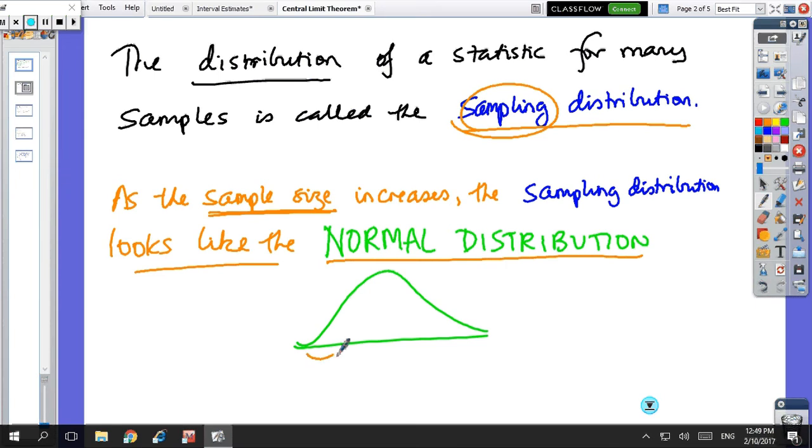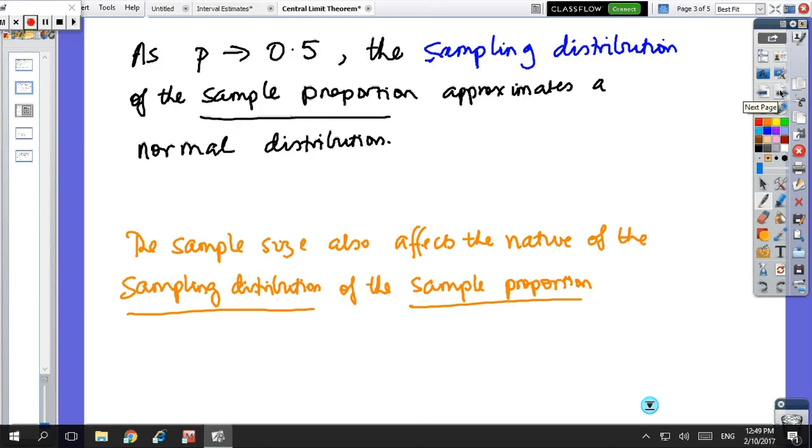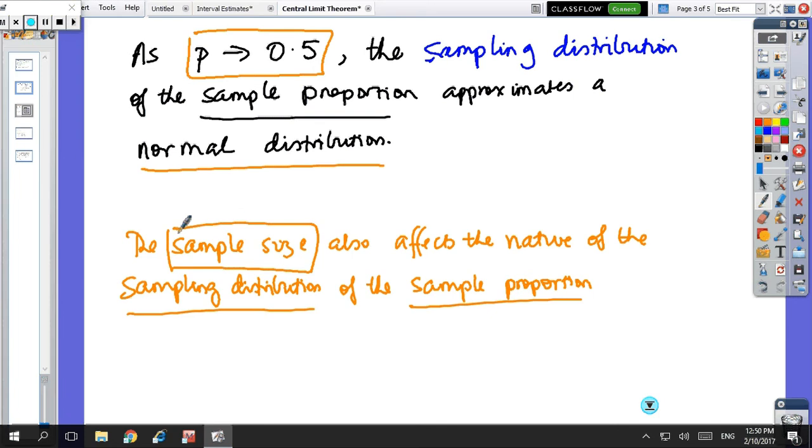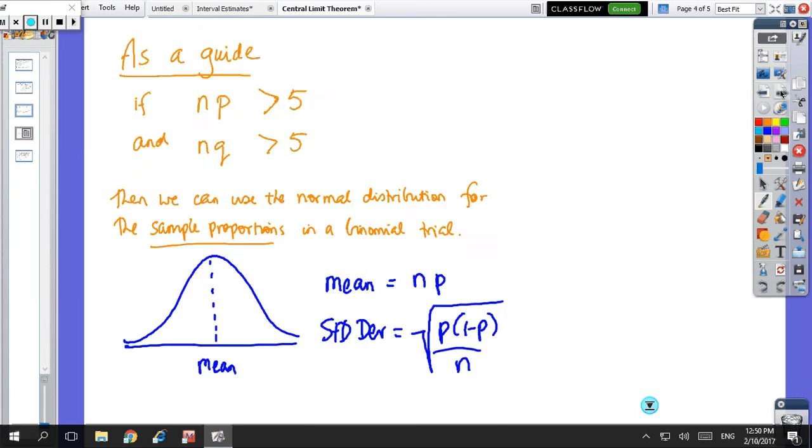So you're going to have some results at each end, but most results for the sampling will be in the middle, okay? That hopefully makes a bit of sense. So as the probability of success is close to 0.5, the sample proportion approximates a normal distribution. So the closer it is to 0.5, the better it is. But the sample size also has an effect, and this also affects how close it becomes. Okay, so copy that down and come across.